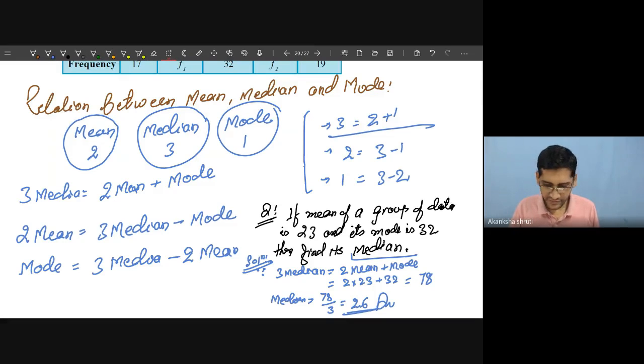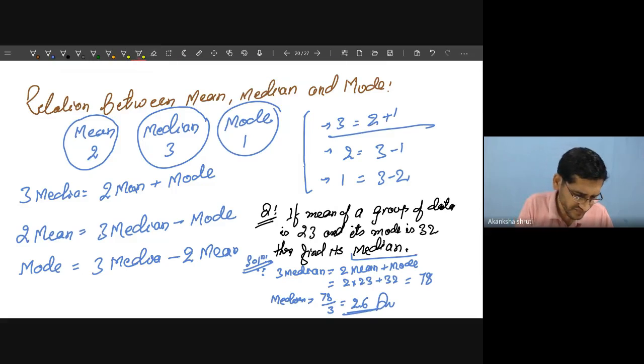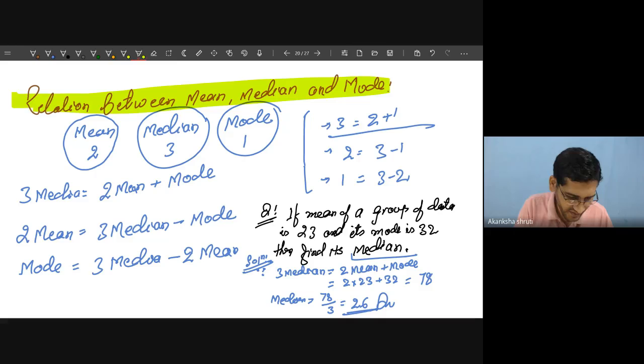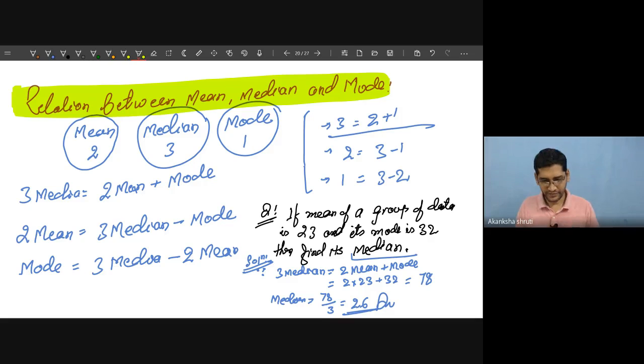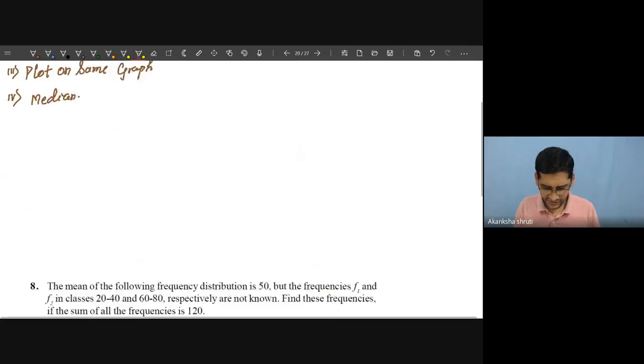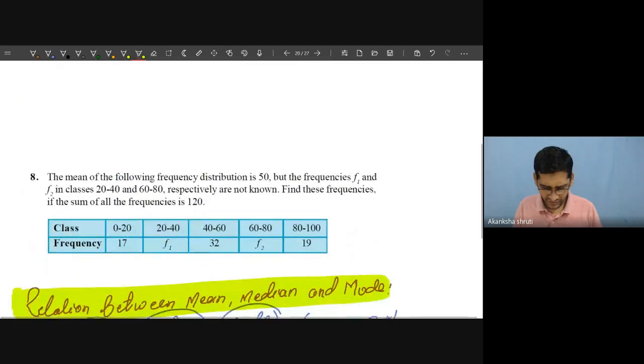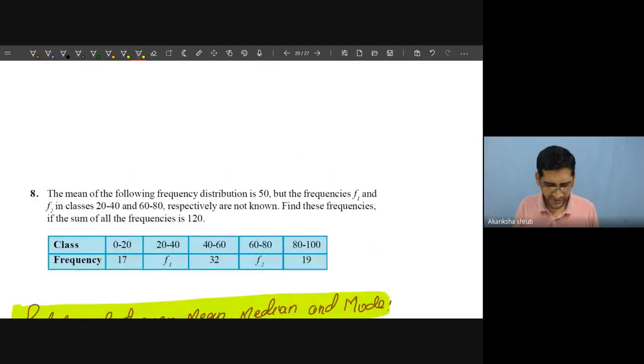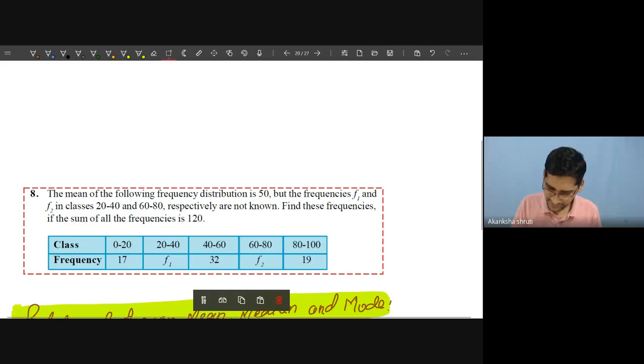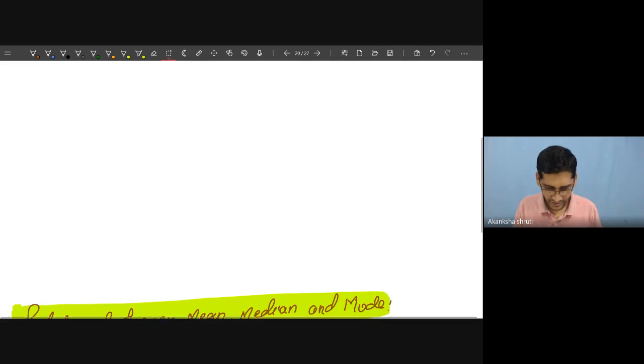So this was all about the things that we need to keep in mind. It is an important relation for our MCQs exclusively. Now let us come to some of the questions where we have to calculate the mean and median by this relation or by drawing the Ogive. So how is that calculation? Let us do some of the questions.